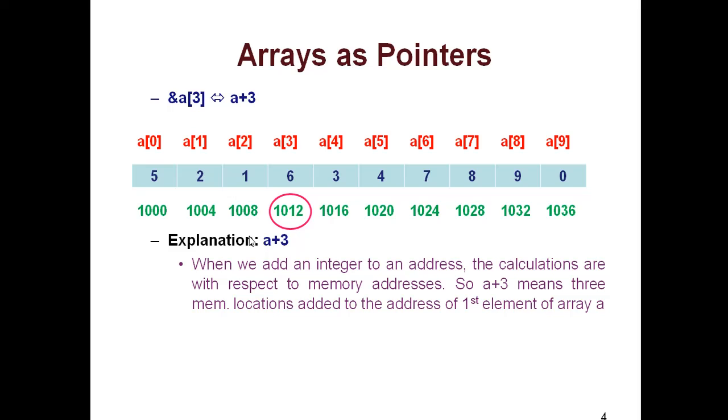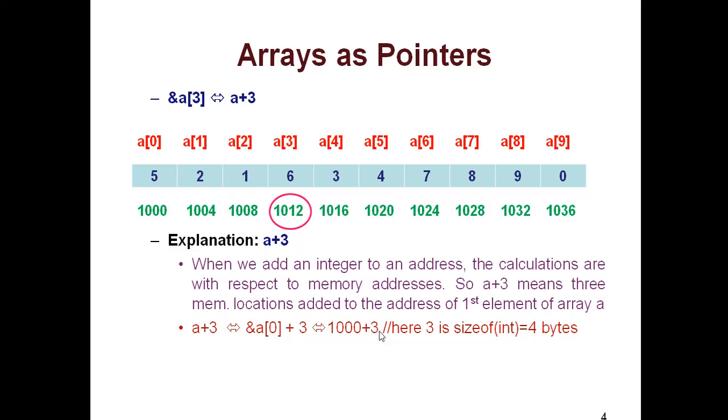Okay, so let us see the expression mathematically. So a plus 3 translates to address of a of 0 plus 3. So you just replace this a with the address of a of 0, and 3 remains as it is. So you get 1000 plus 3. But this 3 is nothing but 3 memory locations of size int, because a is an array of integers.